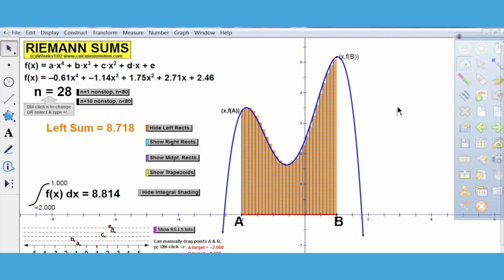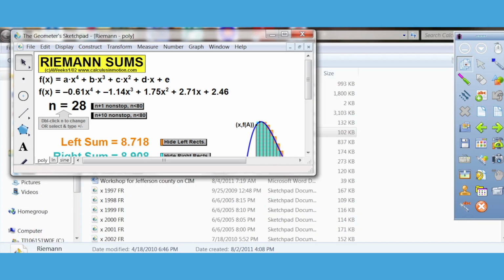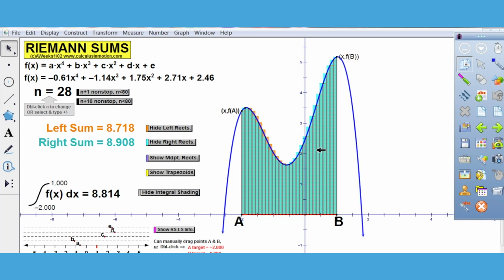And then I want to now look at right rectangles. And those are the blue. And notice that there's not a lot of error for them either, right? And it looks like the error that's over here for the left and the error that's over here in the right are kind of countering each other.